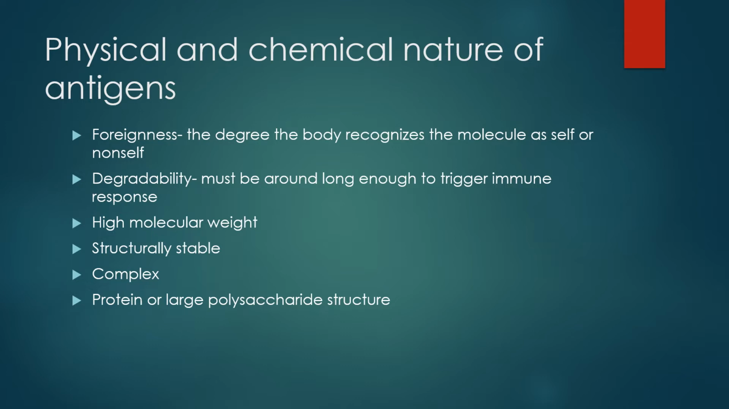Molecular weight. We want something with a high molecular weight of greater than 10,000 Daltons. We want them to be large, complex structures for them to be good antigens. Structural stability. If it's too weak, it's not going to make a good antigen. And then complexity. The more complex the antigen is, the more effective it's going to be in eliciting an immune response. And then finally, an antigen is usually a protein in nature or a large polysaccharide structure.